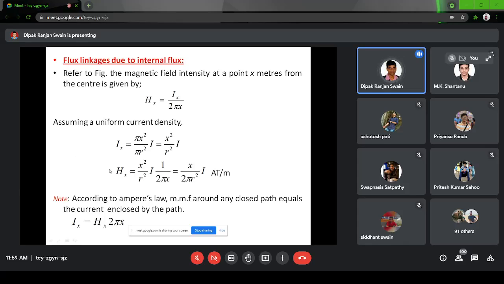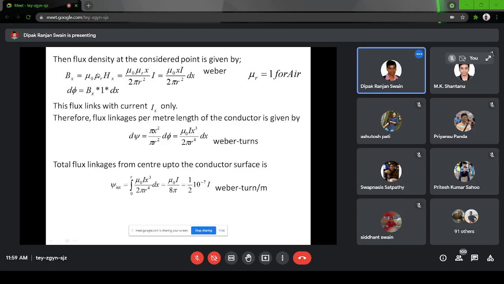So from that, Hx will be x by 2 pi r square into I. Then the flux density at the considered point will be given by B equal to mu H, so here mu 0 mu r into H. For air, mu r is 1, because generally all the conductors are placed in atmospheric condition, where the insulator is air. So most of the time mu r will be assumed to be 1. If I put that value of H here, Bx is mu 0 into xI by 2 pi r square.